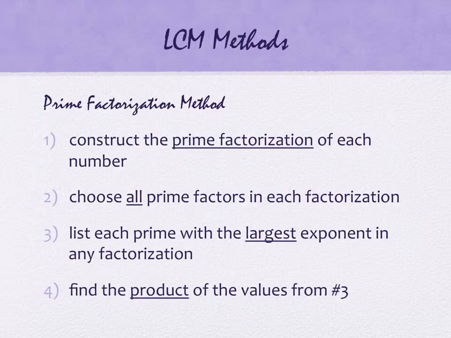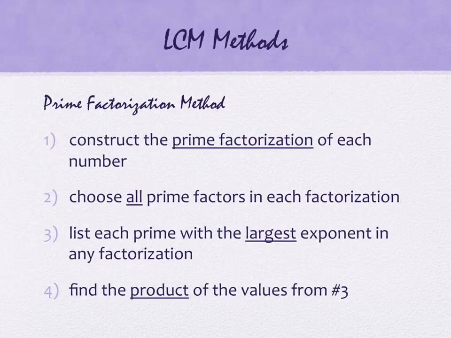So we saw last time a prime factorization method. When we did this before, several of these steps are identical, and some of them are slightly different. We constructed the prime factorization of each number. We looked at the prime factors in each factorization. Before, we chose only the ones they had in common. This time, we choose all of them, even if they have things that are not in common. And then we list each prime number with the largest exponent instead of the smallest exponent in either number set. And then we find the product by multiplying it out.